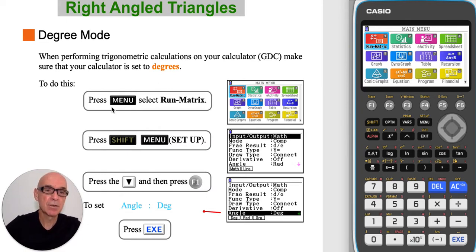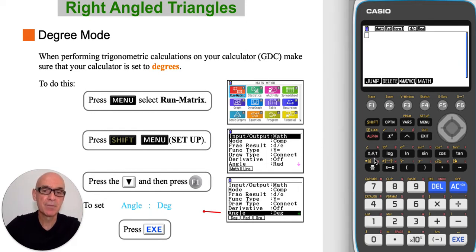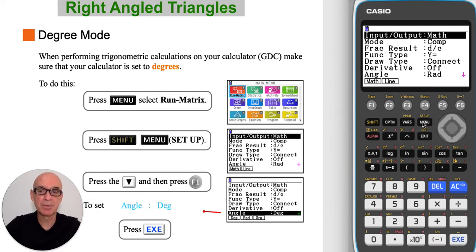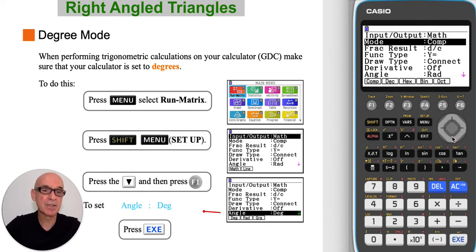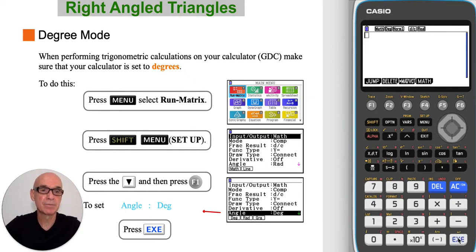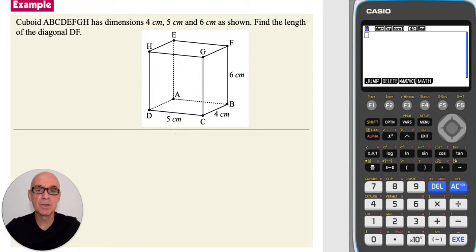To do this, from the main menu, select Run Matrix, and then press Shift menu to enter Setup. Press the down cursor to scroll down to the Angle option, and then press F1 to choose degrees, and then press Execute. In this question, you're asked to find the length of the diagonal, DF.